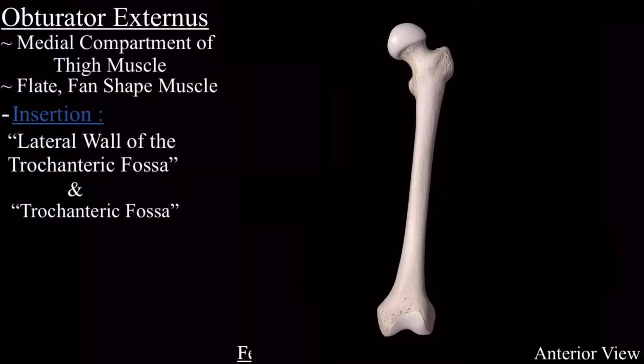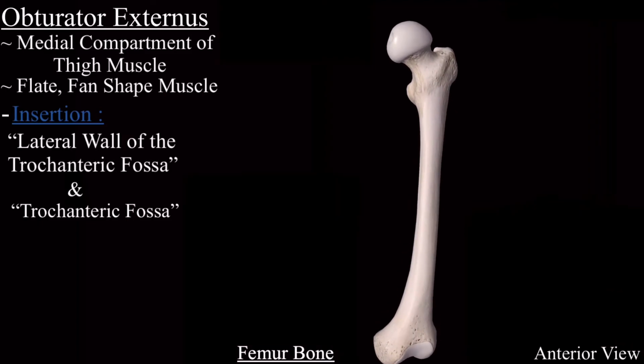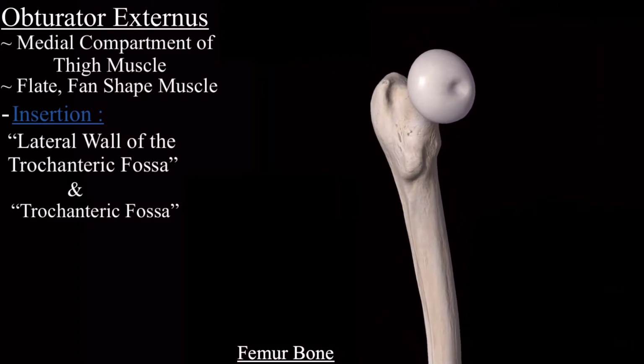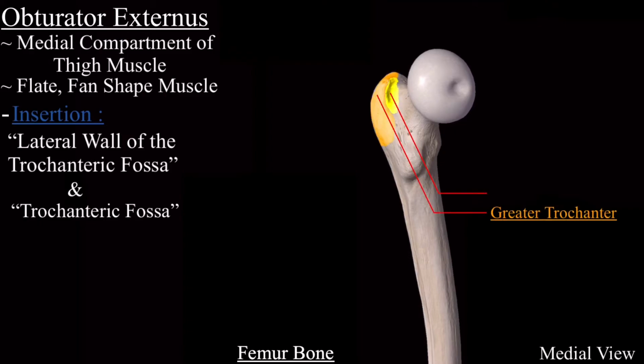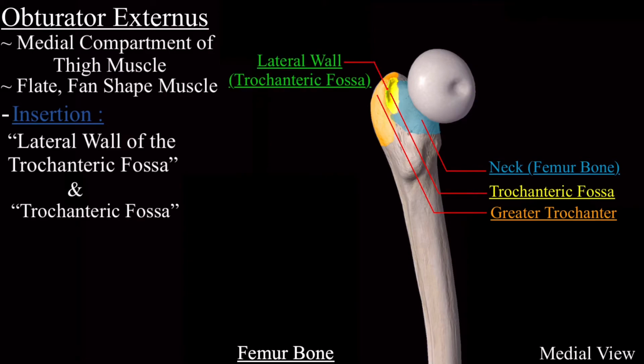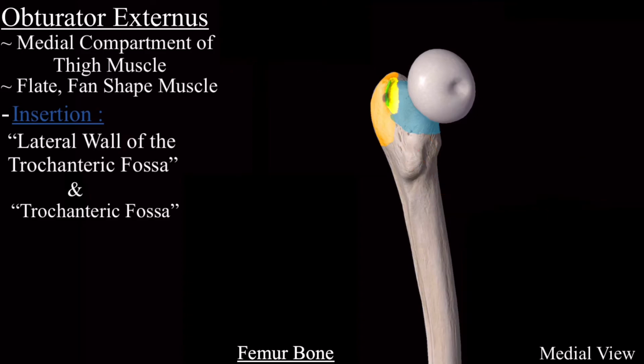This is the isolated femur bone with the interior view. In the medial view, this caudal deep notch between the root of the greater trochanter and the neck of the femur bone is the trochanteric fossa. This is the lateral wall of the trochanteric fossa where the obturator externus muscle is inserted.